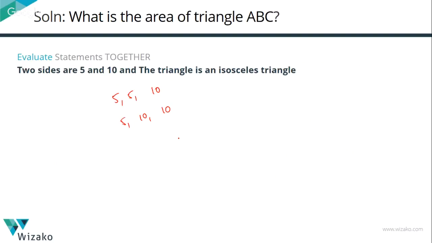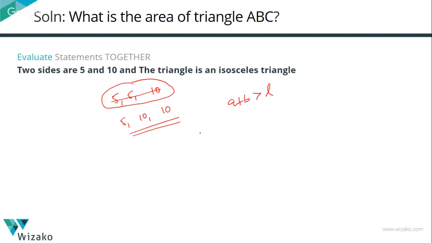Hold on. This is where some amount of basics help. Can 5, 5, 10 form sides of a triangle? The basic property of a triangle is that the sum of 2 sides should be greater than the longer side. Here 5 plus 5 is not greater than 10. So you cannot form an isosceles triangle with 5, 5 and 10. The only isosceles triangle possible is 5, 10, 10. And therefore we can find out the answer.